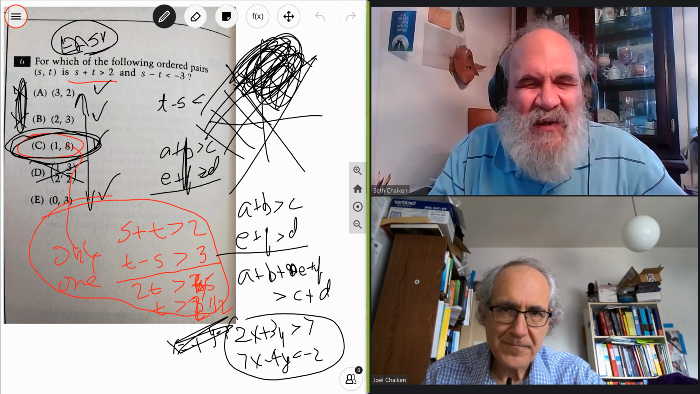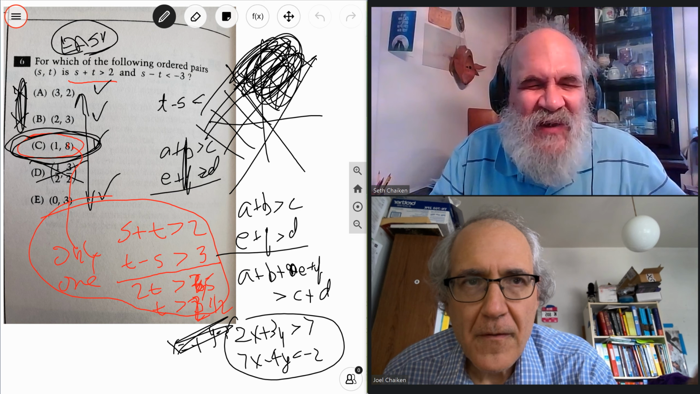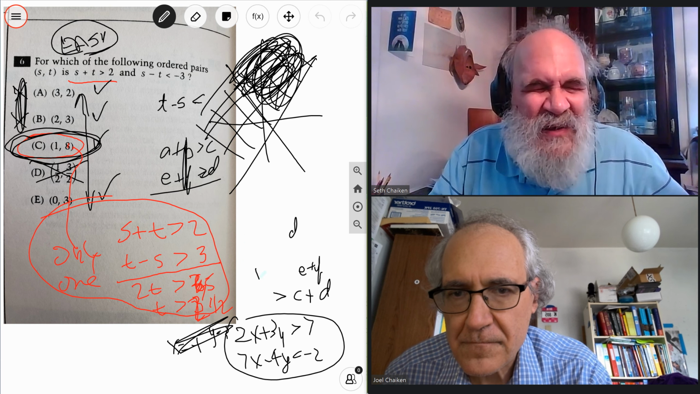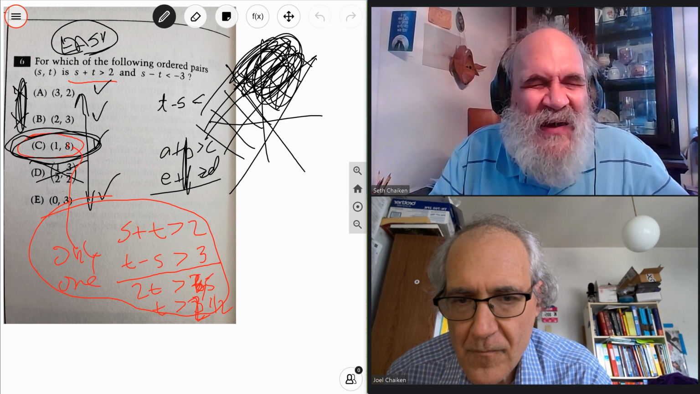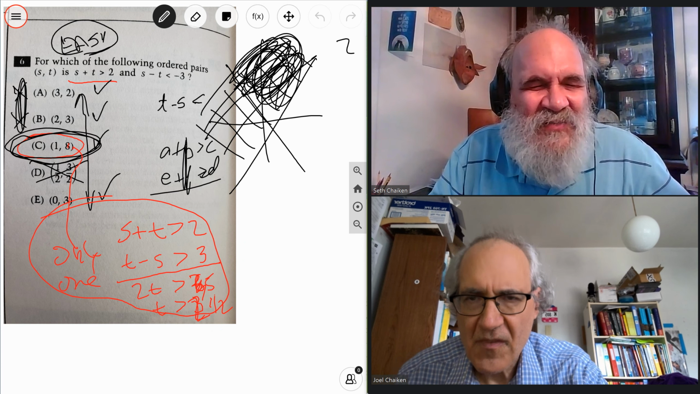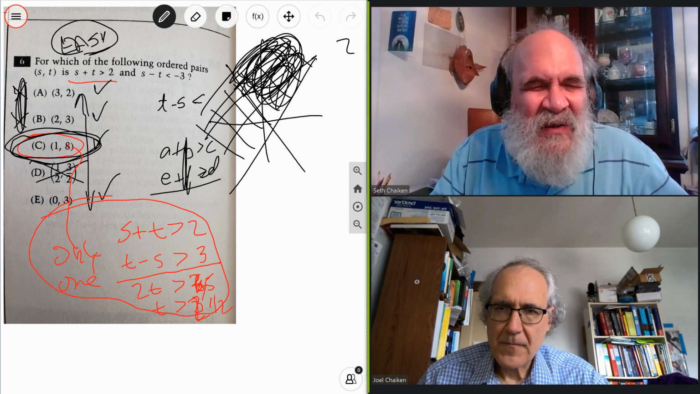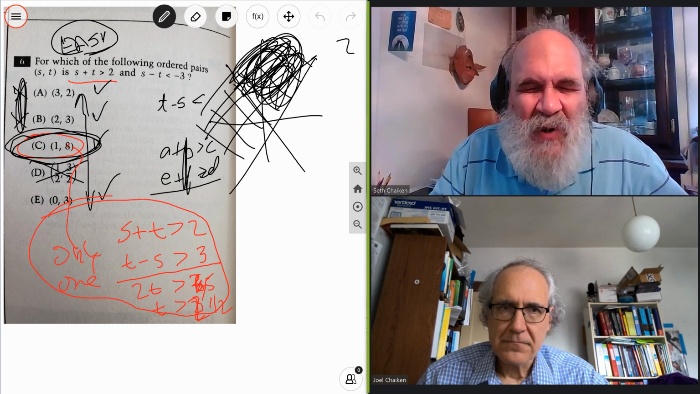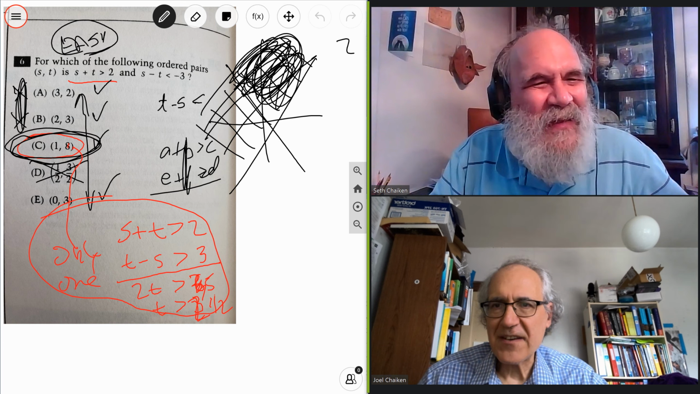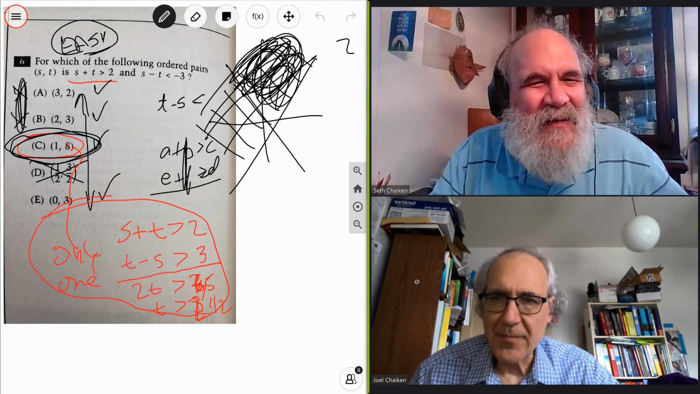But again, I think the intention of the test designer is to test whether you can detect that it's pretty efficient to simply verify the 2 conditions on the 5 choices, and keep doing it until you come upon one choice that verifies both. Right. And in this case, the pattern is that S plus D greater than 2 is incredibly easy to check.